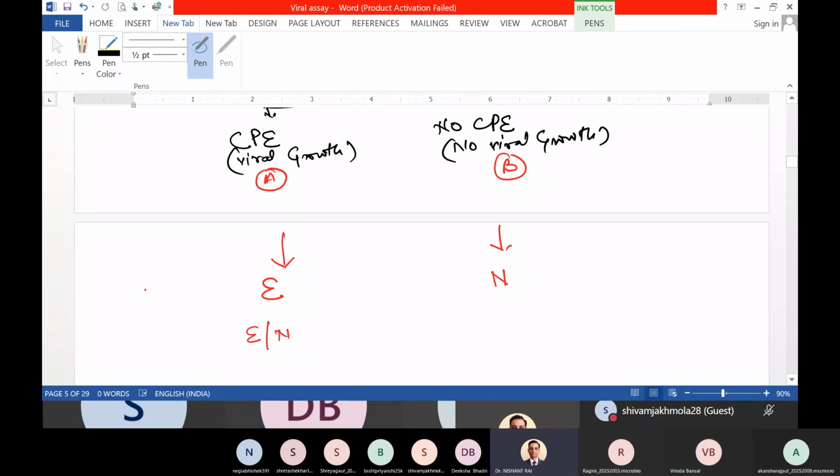Who was the first student who said enveloped? Shweta. Okay, so Shweta, I will appreciate you for giving this answer. And second, who showed both? Vrinda. Okay, Vrinda. And in this case B, if there is no viral growth, then it means no virus. Okay, no virus, fine.